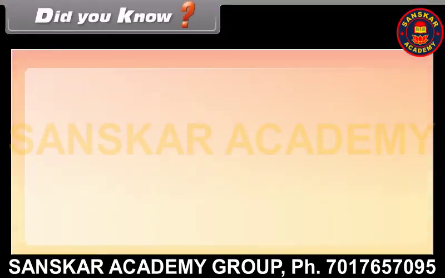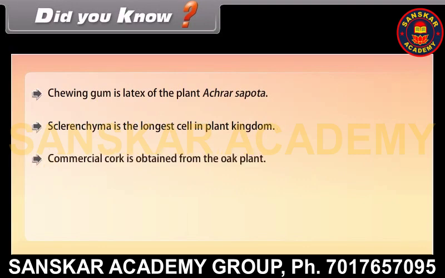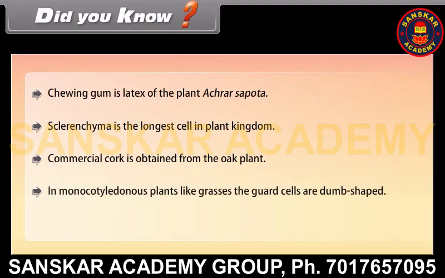Did you know chewing gum is the latex of the plant Achras sapota? Sclerenchyma has the longest cells in the plant kingdom. Commercial cork is obtained from the oak plant. In monocotyledonous plants like grasses, the guard cells are dumbbell-shaped.